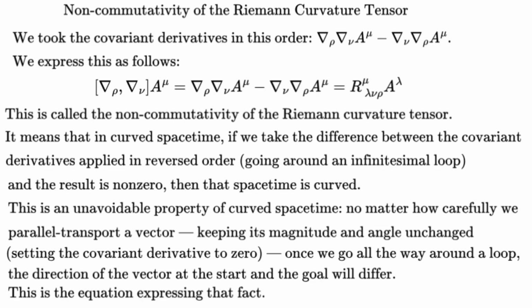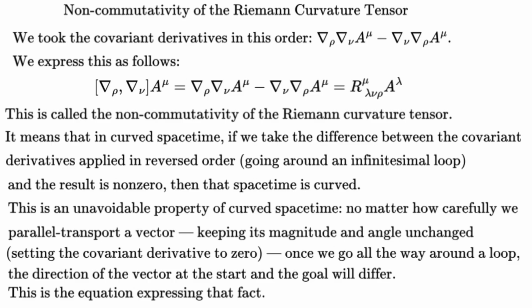Noncommutativity of the Riemann curvature tensor. We took the covariant derivatives in this order: ∇_ρ ∇_ν A^μ minus ∇_ν ∇_ρ A^μ. We express this as follows. This is called the noncommutativity of the Riemann curvature tensor. It means that in curved spacetime, if we take the difference between the covariant derivatives applied in reversed order, going around an infinitesimal loop, and the result is non-zero, then that spacetime is curved.